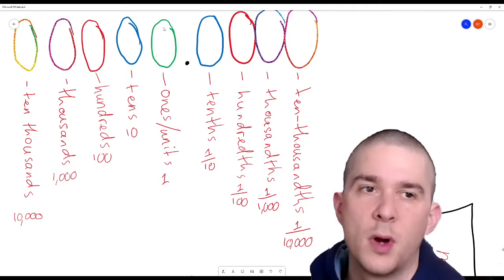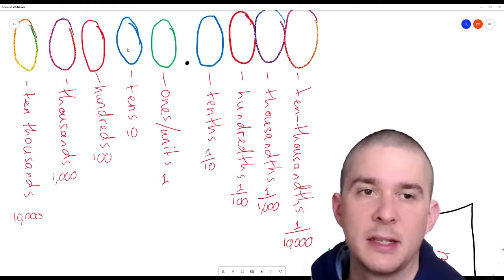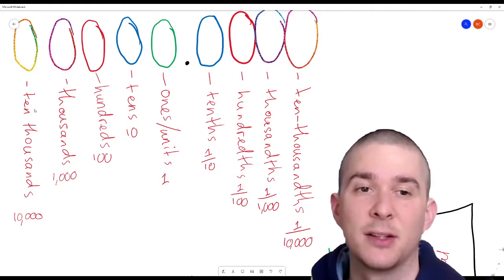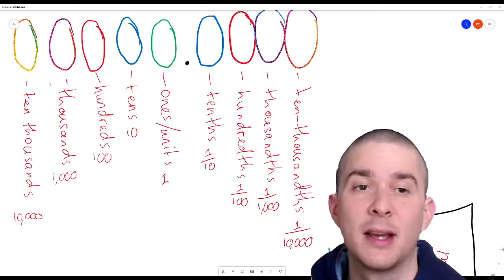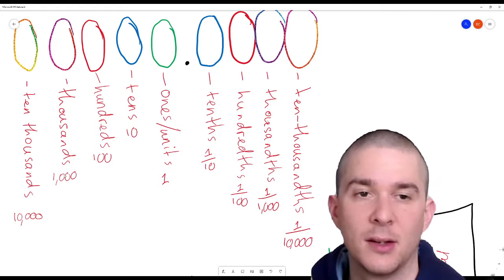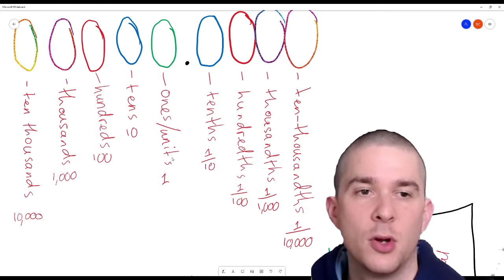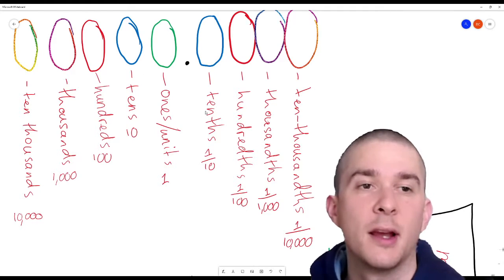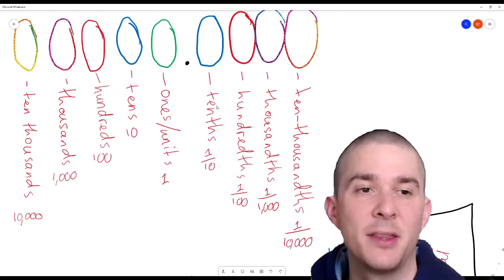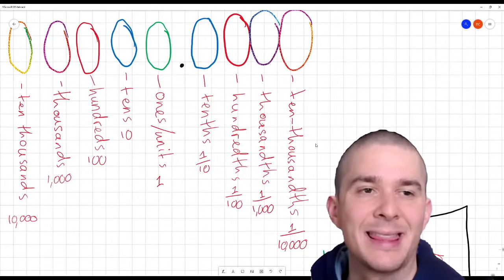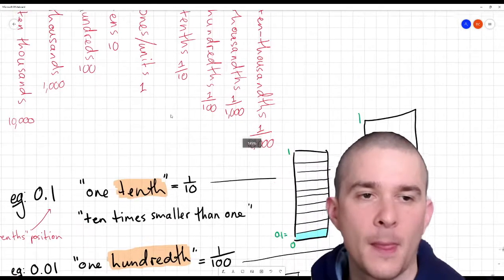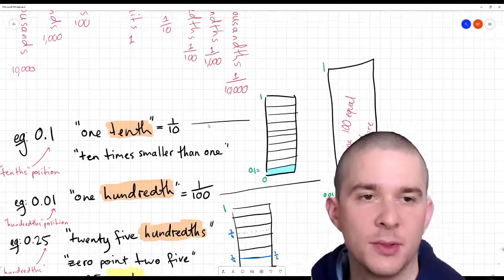This here is the ones place. This here is the tens place. This is the hundreds, thousands, and 10,000s. And we can see that here: 10,000s column, thousands column, hundreds column, tens column, ones column. Then on the other side of the decimal, we have tenths, hundredths, thousandths, and 10,000ths.